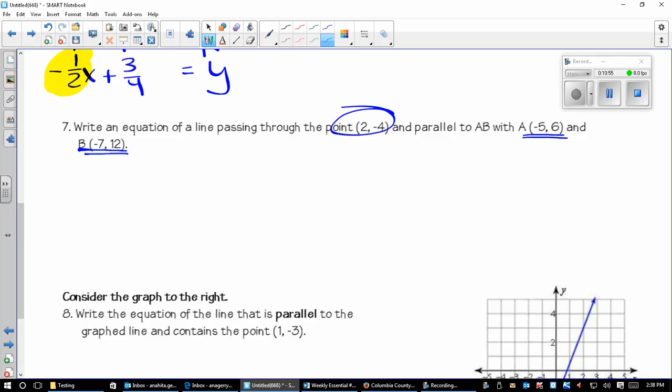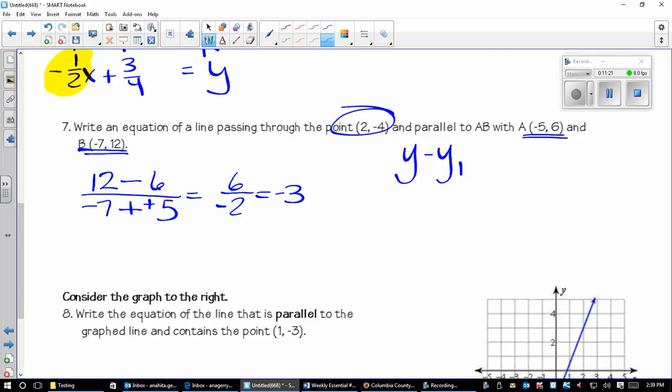Find slope. Remember, subtract those y's. 12 minus 6 over -7 minus -5. Be careful with those negatives. That becomes a plus. So we get 6 over, what is that, -2, which equals -3. And it says parallel, which is awesome because I get to just use the slope -3 because I want the same slope. Now we got to plug it into the formula.